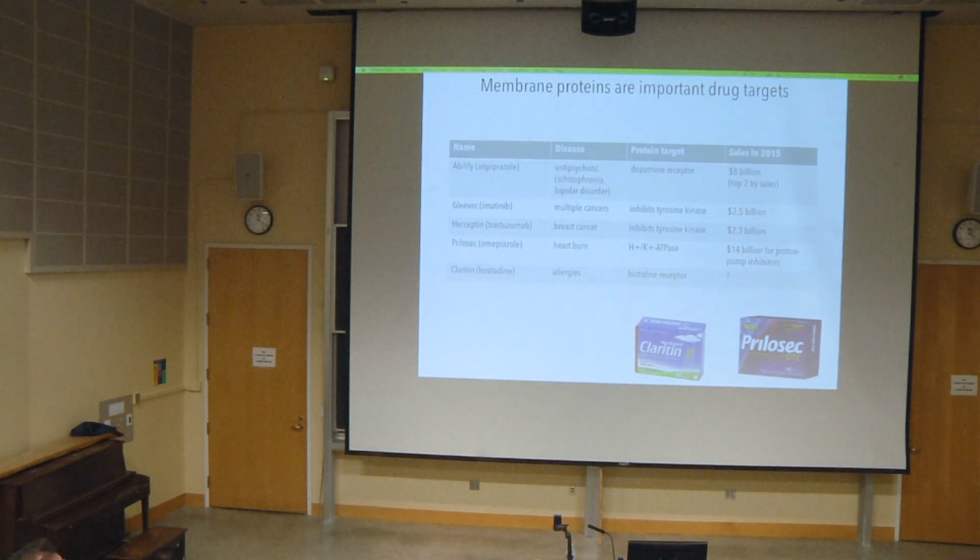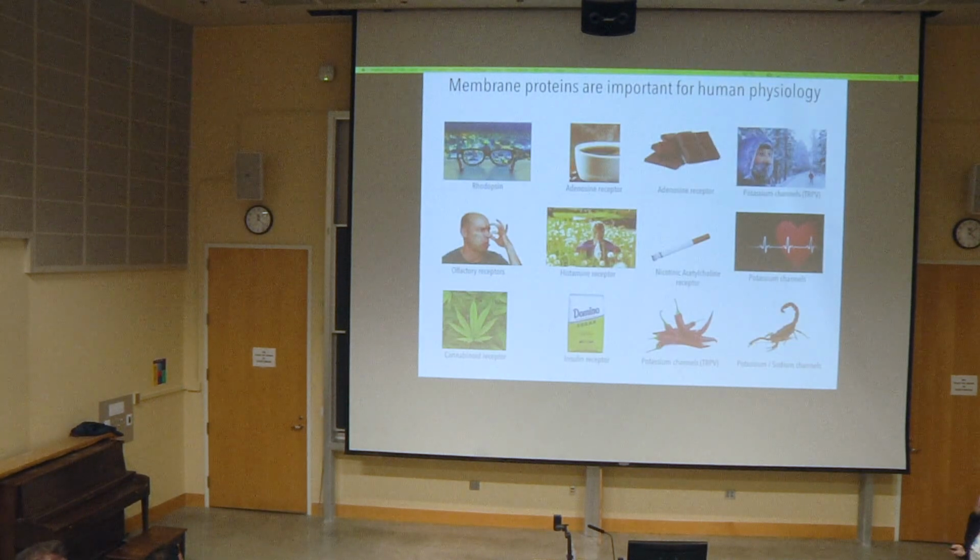Membrane proteins are very important drug targets. Here's just a table of important drugs that target membrane proteins. You've probably heard about most of these. Abilify is an antipsychotic that targets the dopamine receptor. Here's also the sales that this drug had in 2015. You've probably also heard about Gleevec that targets cancers, Herceptin for breast cancer, and you might actually take some of these against allergies or heartburn. These target membrane proteins, and membrane proteins are also just important in everyday life.